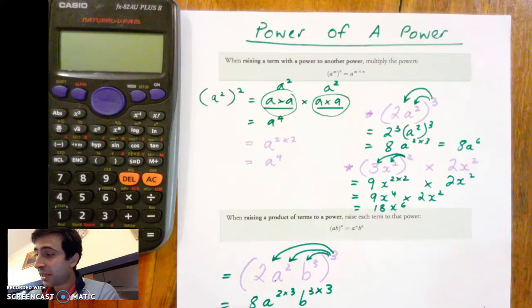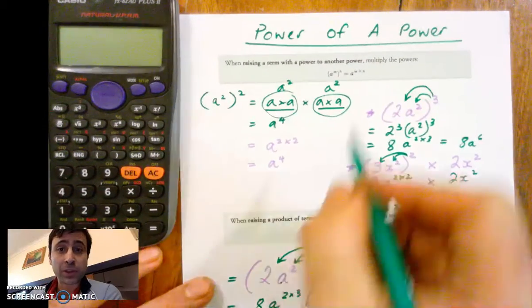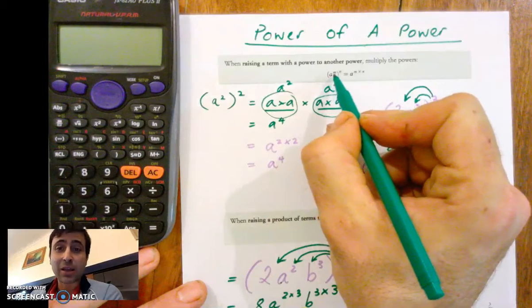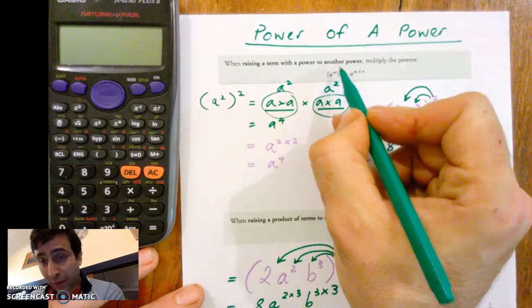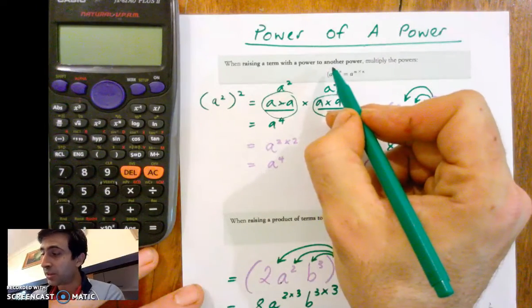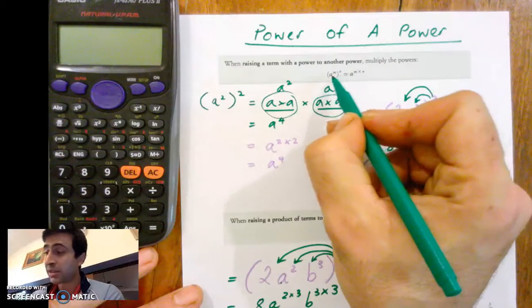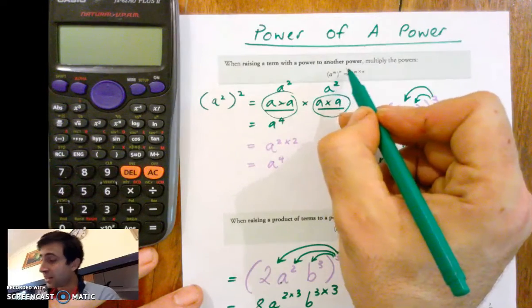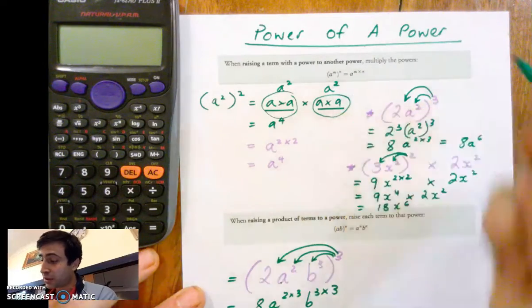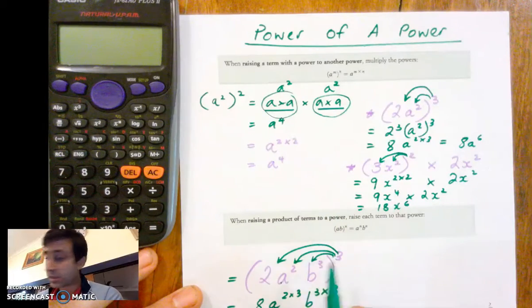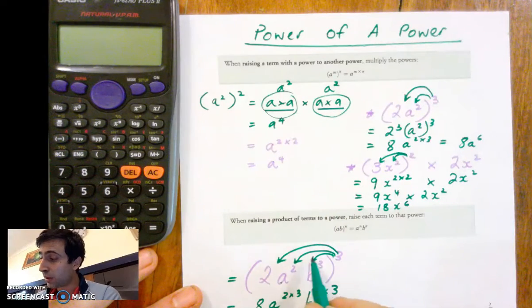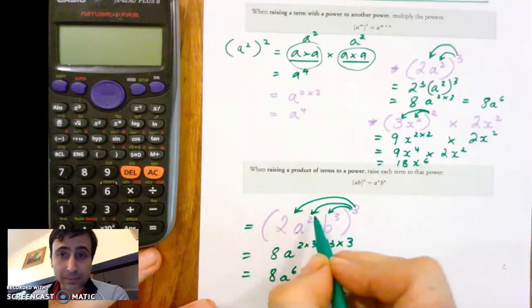Let's recap. Any term with an index that's then to another power, it's just both indices multiplied together. a to the m, brackets n, is a to the m times n. And it doesn't matter how many terms we have, every term is multiplied by the power outside the bracket.